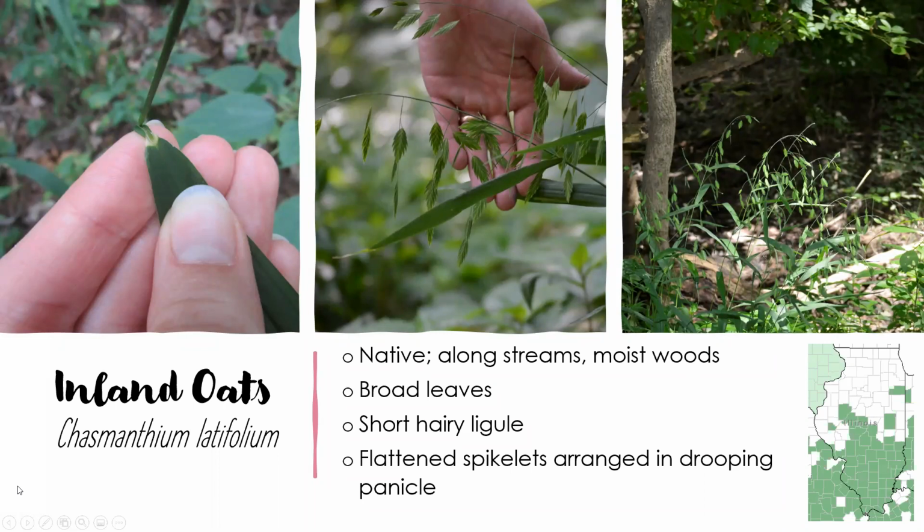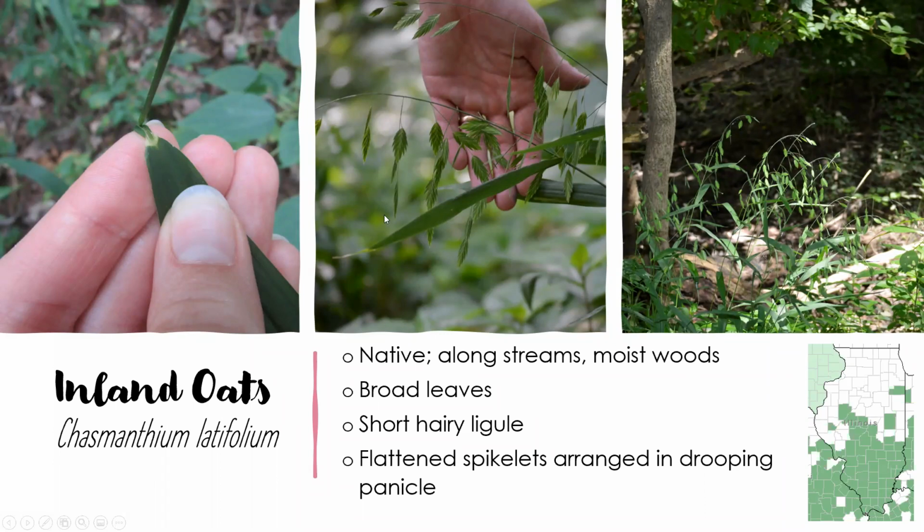Okay, our next grass, this is one of my absolute favorites. This is called inland oats or river oats or sea oats. There's a whole bunch of different common names, whichever type of oats you want to call it, up to your preference. I tend to call it inland oats. Chasmanthium latifolium. This is, again, native, found along streams and in moist woods. It has relatively broad leaves that will taper gently as you get towards the base of the leaf blade. It does have a short ligule.